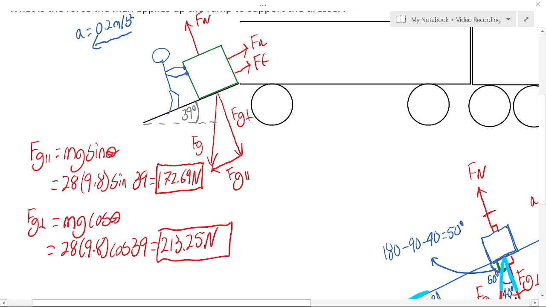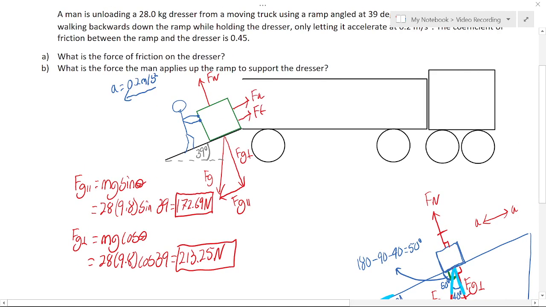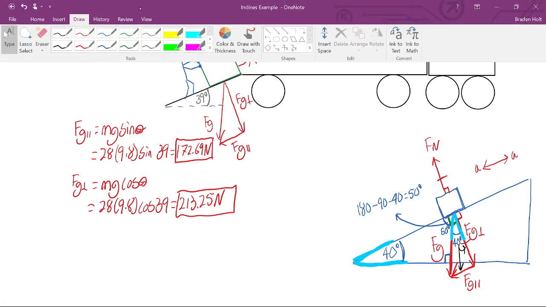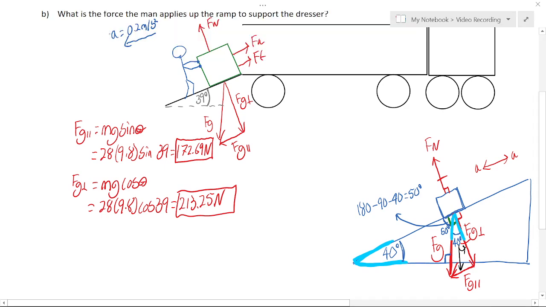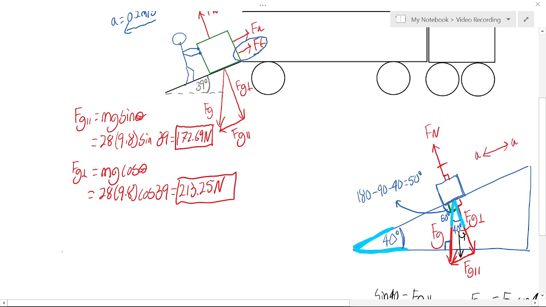Okay, now I'm ready to start my problem. So I look at A. What is the force of friction on the dresser? I'm asked to find this force of friction right here. And I know that the force of friction is equal to mu times Fn. That's the formula for friction.